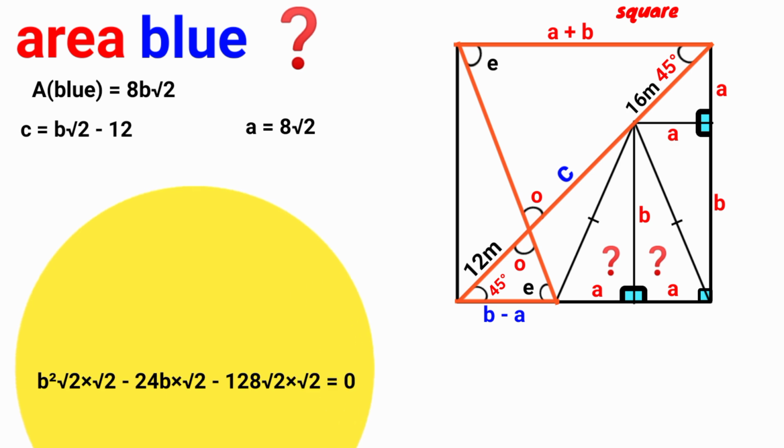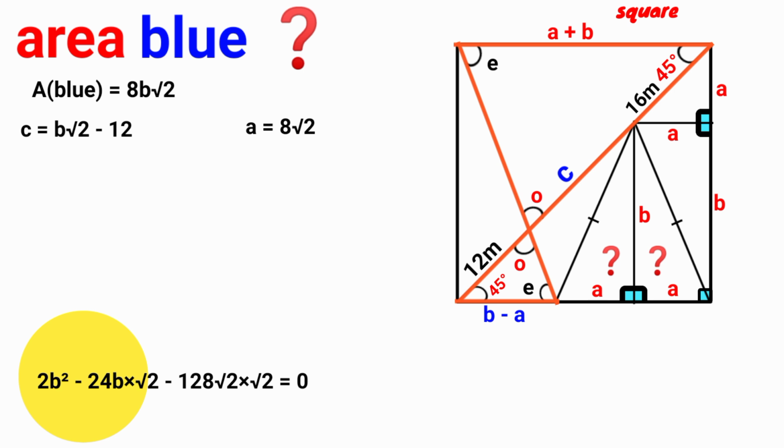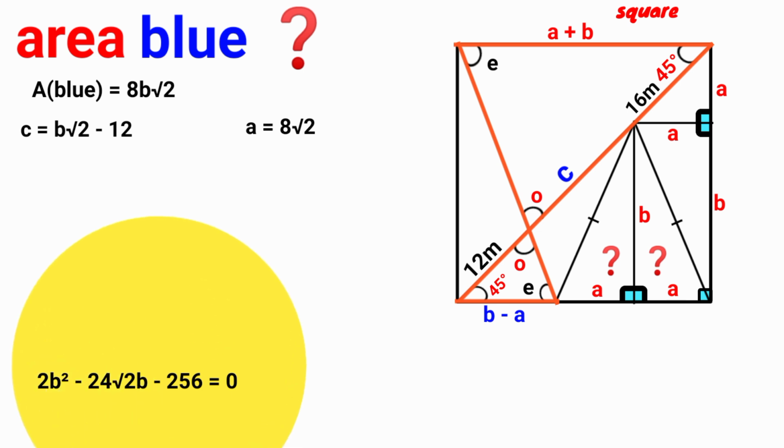Multiply through by root 2. Here b squared root 2 times root 2 is b squared times 2, which is 2b squared. 24b times root 2 is 24 root 2b. Minus 128 root 2 times root 2 is minus 128 times 2, which is minus 256. So 2b squared minus 24 root 2b minus 256 equals 0. Divide through by 2. Here 2 cancels 2, while here 24 divided by 2 is 12. And here 256 divided by 2 is 128. So b squared minus 12 root 2b minus 128 equals 0.